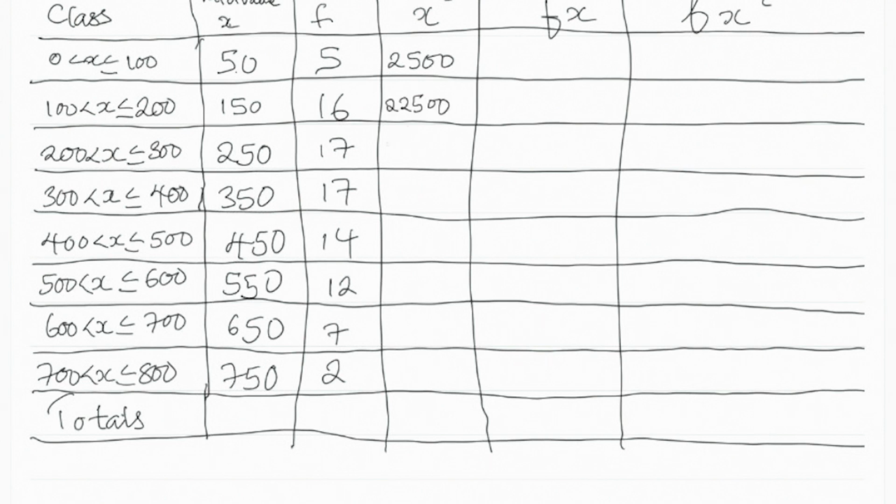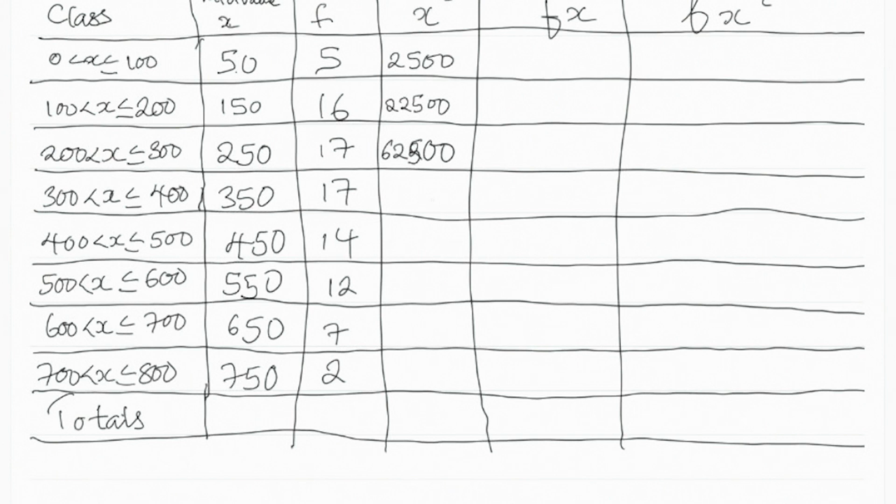Then we'll have 2, beg your pardon. When we square 50, we're going to have 2,500, then 22,500, 62,500. I hope you're able to follow that. And when we square, again, we are going to have the same. That's right. Okay, let's do this so that you follow nicely.